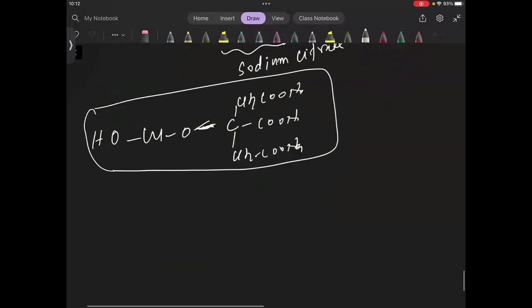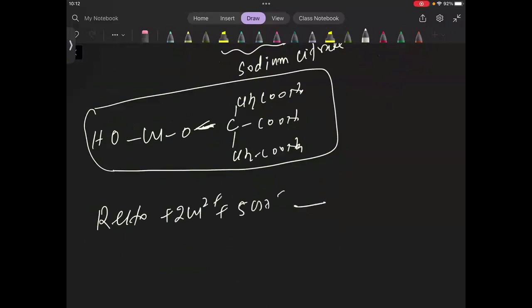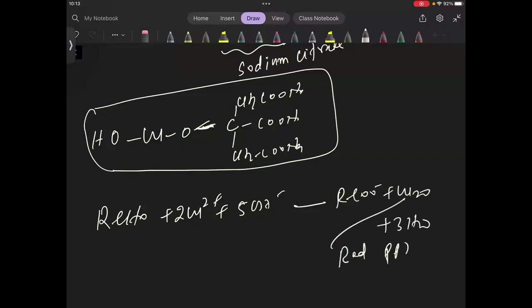So now Benedict's solution reacts with RCHO. 2 moles of Cu2+ plus 5 moles of OH- will give RCOO- plus Cu2O plus 3 moles of water. Exactly the same reaction will happen. Red precipitate will form. So the reaction of Benedict's and Fehling's is just similar.